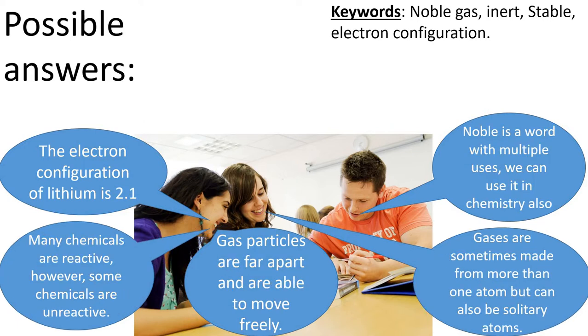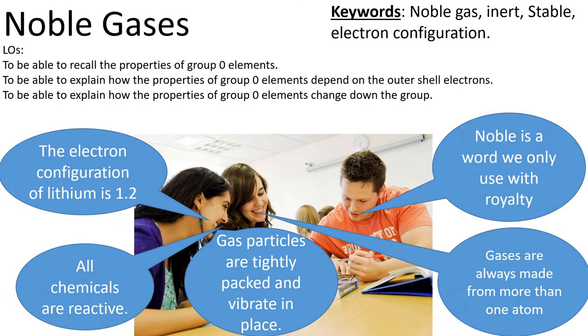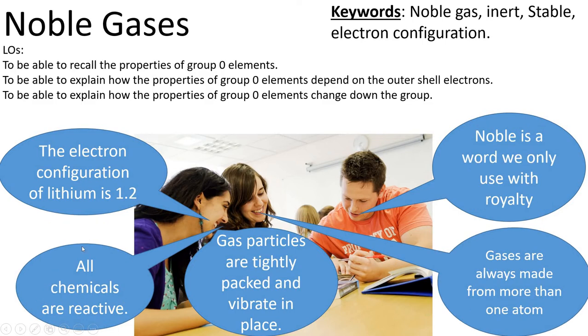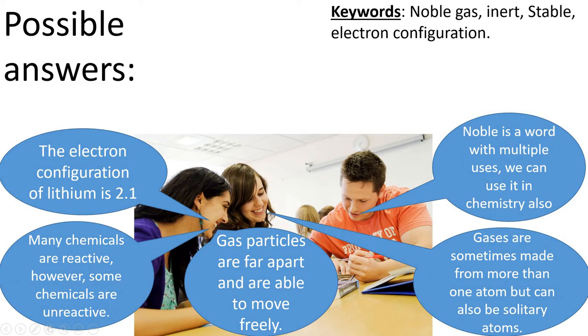Okay, here's some corrections that I got. The electronic configuration of lithium is 2,1, not the other way around like it said in the other question. Moving around to the bottom left, many chemicals are reactive, however some chemicals are unreactive. So not every single chemical is reactive.